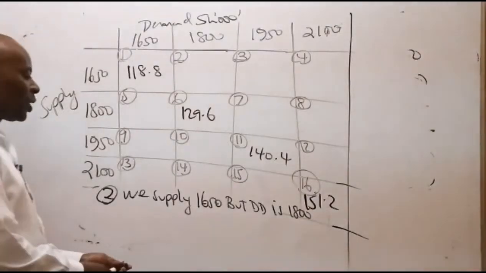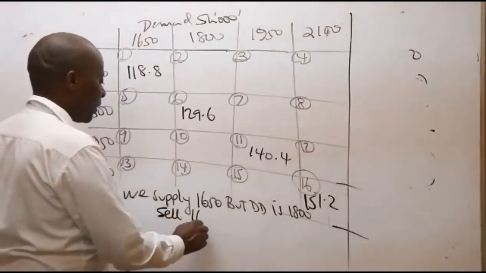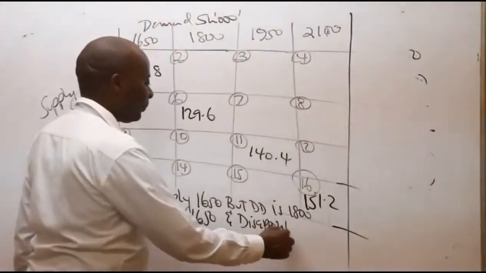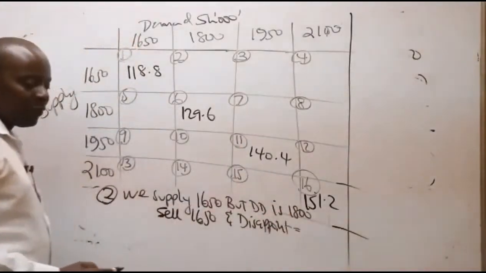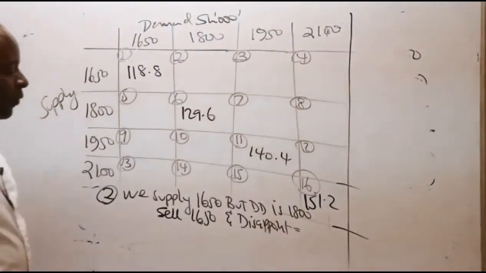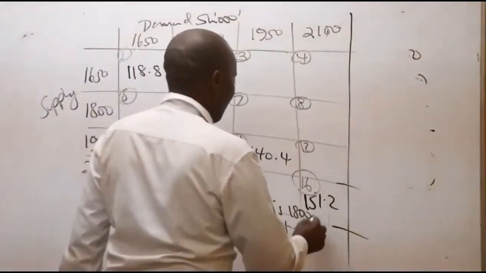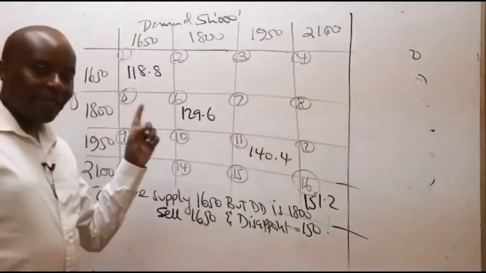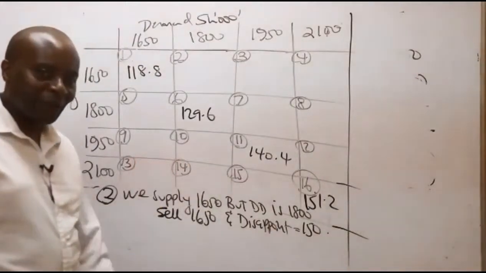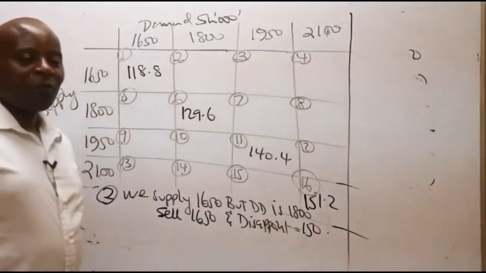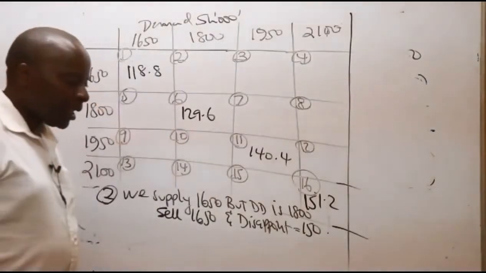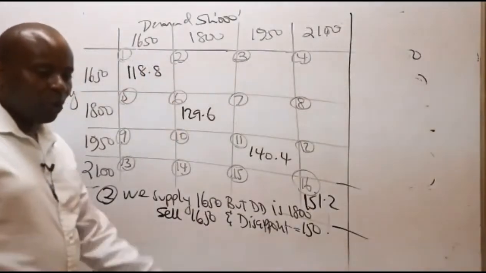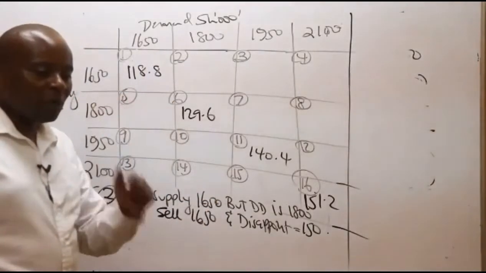So we shall sell 1650 and disappoint how many? What is the difference? 1800 and 1650. Disappoint 150. Thank you very much. So remember that this time round, there is an opportunity cost of disappointing some customers. For each customer who comes to you, he needs it, and you tell this person you don't have it. You lose. There is an opportunity cost of 30 bob.